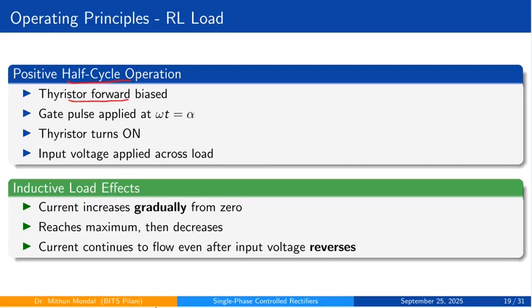Again, the thyristor will be forward biased. We will apply the gate pulse at omega t equal to alpha. The thyristor will be turned on, and the input voltage will be applied across the load. Now the load is basically the combination of RL.